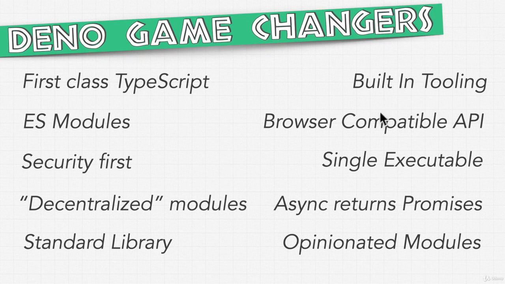The next one, this is a big one. It's this idea of browser compatible API. It means that a simple Hello World program in Deno is just that, a JavaScript program that can run on the browser. As a matter of fact, in Deno, unless you're using the Deno namespace that we've seen before, programs should just run on the browser without changing anything.